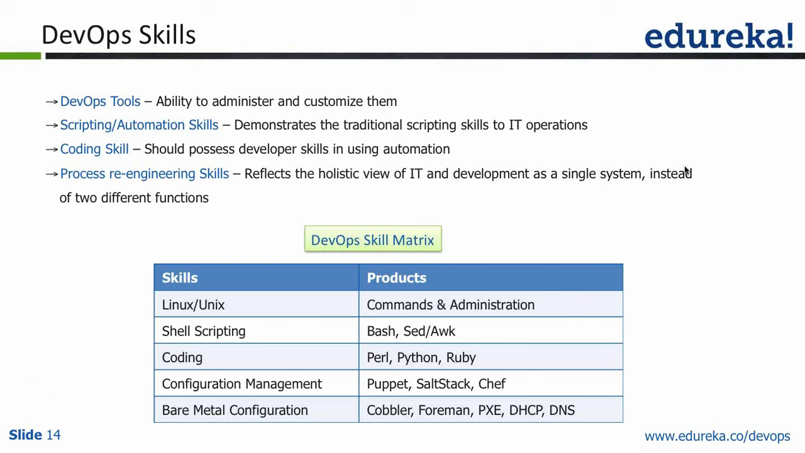Bare metal configuration. Again, we have a lot of tools available, like Cobbler, Foreman, and DHCP, DNS, PXE for your OS installation.